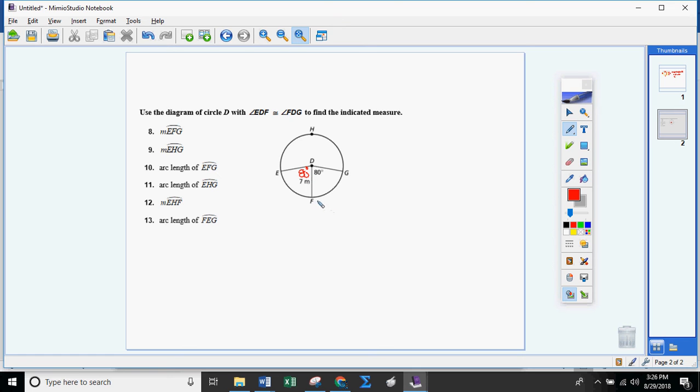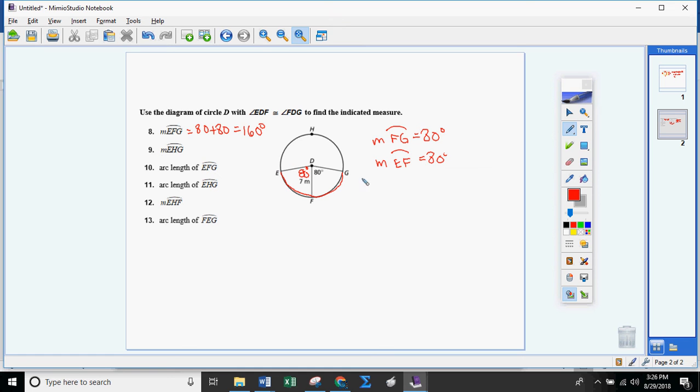So the measure of arc FG is 80 degrees. The measure of arc EF is also 80 degrees. Okay? So up here when it says the measure of arc EFG, I just need to add these two together. So it's 80 plus 80, which is 160 degrees.